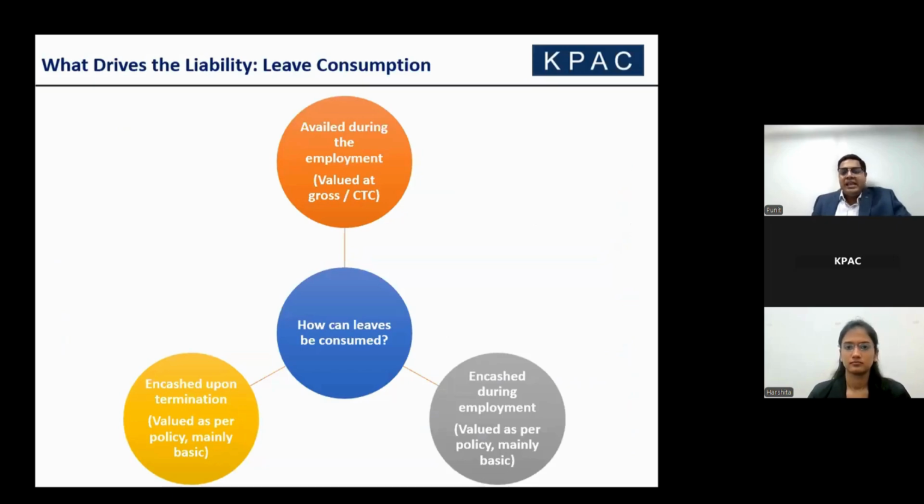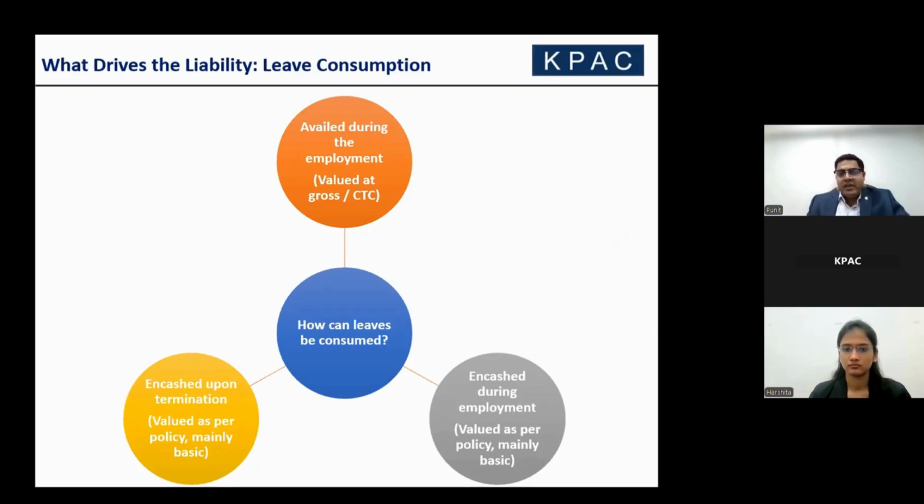Now, while carrying out the leave valuation, one of the main steps is projecting how an employee is likely to consume the leaves in the future years that are lying to his or her credit as on the valuation date. So, the first step is to understand the leave consumption pattern as per the leave policy of the company. Leaves can essentially be consumed in three ways: availed during employment. This is when employees take time off during their service.